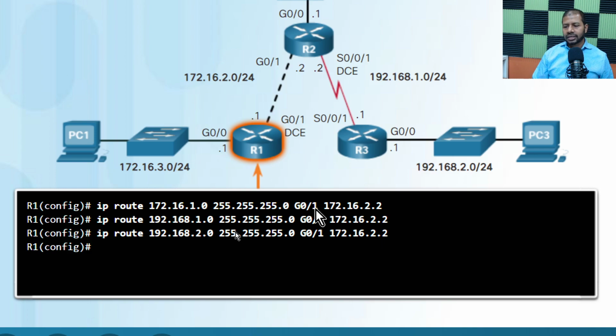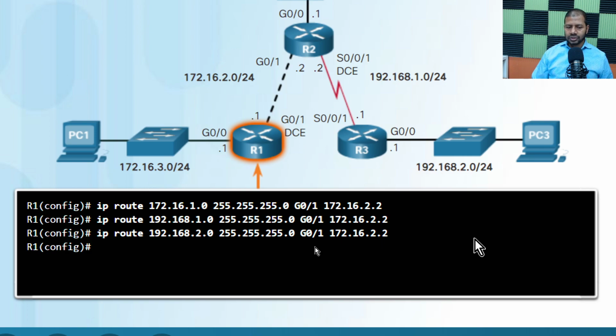And I'm also saying that my next hop router's address is 172.16.2.2, right here. This interface right here, that is 172.16.2.2. So I'm specifying the next hop IP address. I'm also specifying that go out via gigabit 0/1, the exit interface. So I'm specifying both. That is called a fully specified static route.